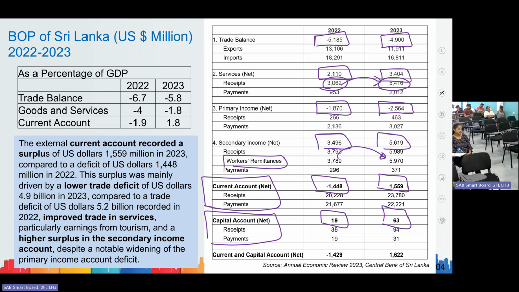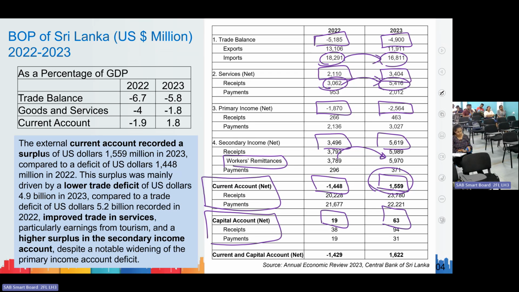Tourist arrivals have increased from 3,000 million USD to 5,000 million USD. Imports also have reduced. So these are the factors that cause this surplus in the current account after many years.